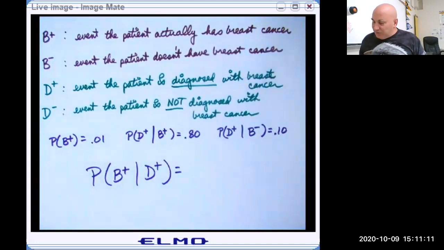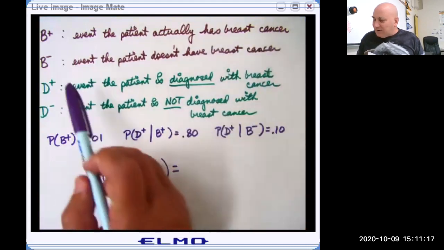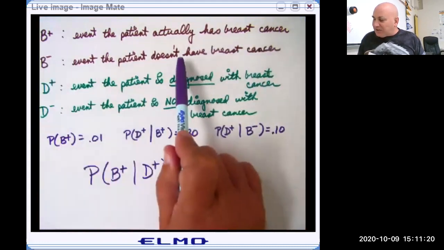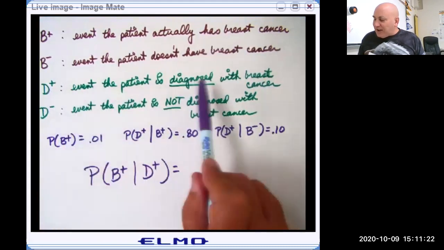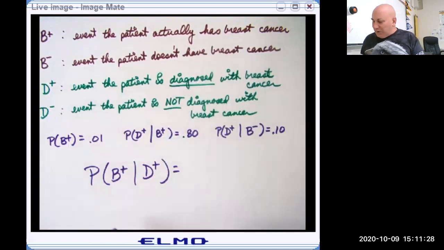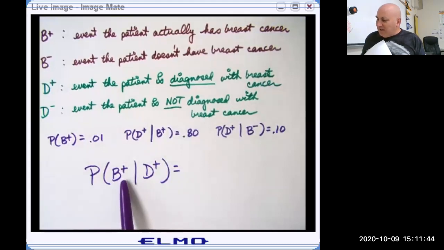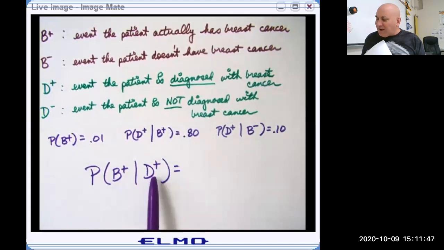Here's some information that you'll need. We're going to call B positive the event that a patient actually has breast cancer, and B negative the event that they don't. D positive is that they're diagnosed with breast cancer, and D negative is they're not diagnosed. So what we want to know is, what is the probability that a patient, if you're choosing somebody at random, not somebody who has a history of breast cancer in their family, things like that, but what is the probability the randomly chosen person would have breast cancer given that they were diagnosed with it? In other words, they had a positive mammogram.